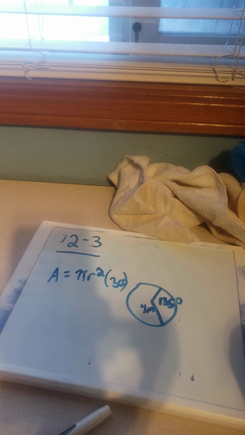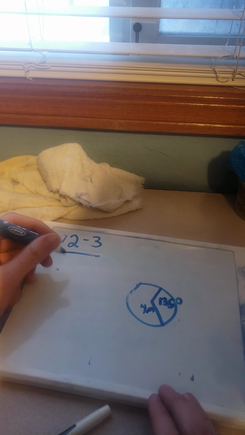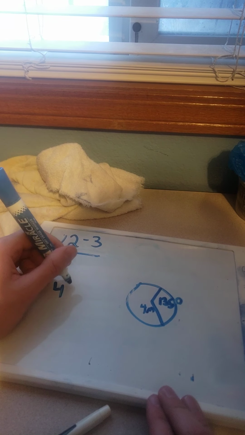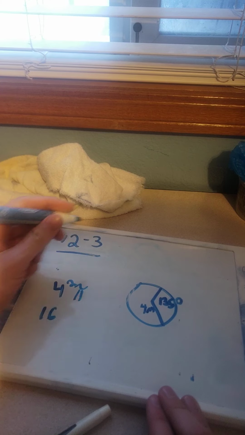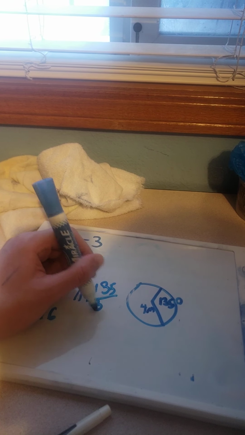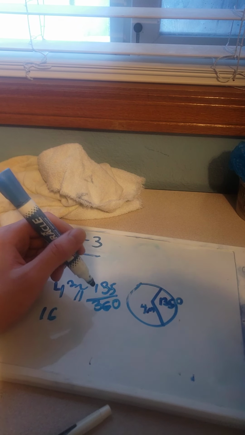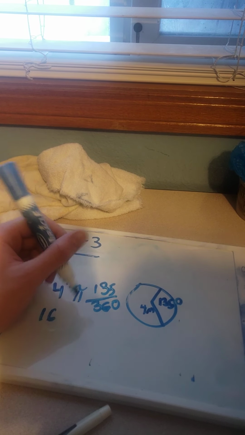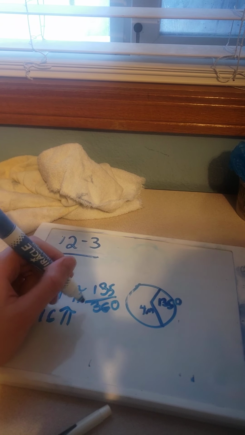I already have this all written out, since I did these problems, so I'm just demonstrating what I can do. So we're going to plug it in. 4 squared is going to be 16. So we have 16 pi times 135 over 360. We're going to simplify this fraction all the way down to 3/8.